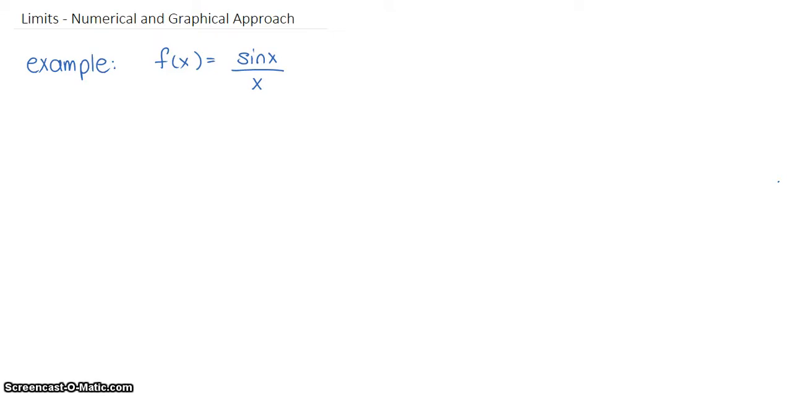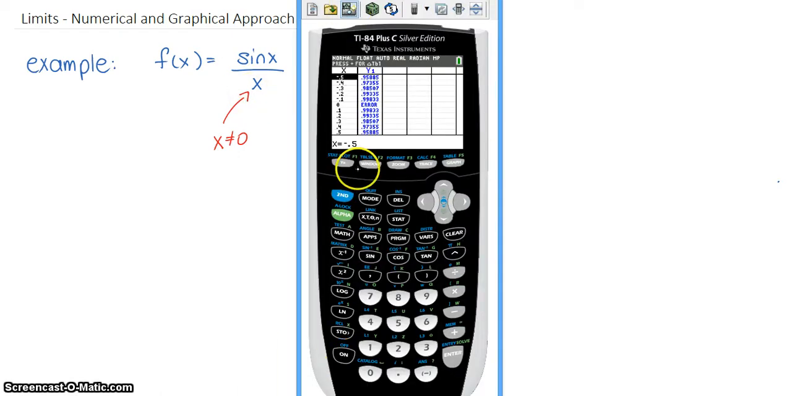So to discuss the idea of a limit, we're going to look at it numerically and graphically. The first example that we're going to look at is f of x equals sine x over x. One thing that we need to point out is that we know automatically that x cannot be equal to 0. This function is also in terms of radians, but regardless, you can't have 0 in the denominator. So the first thing we're going to look at is what the graph actually looks like.